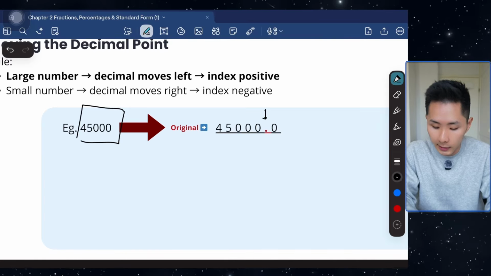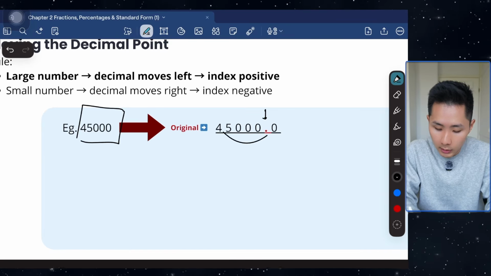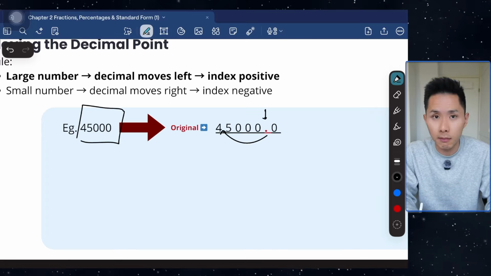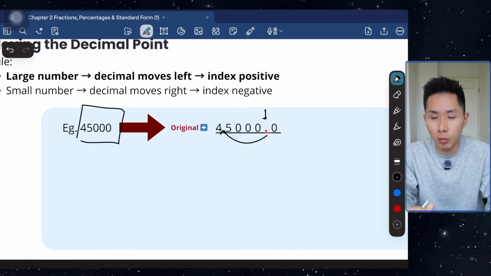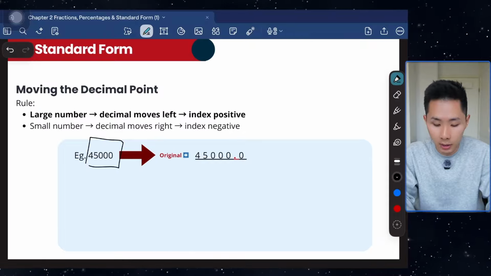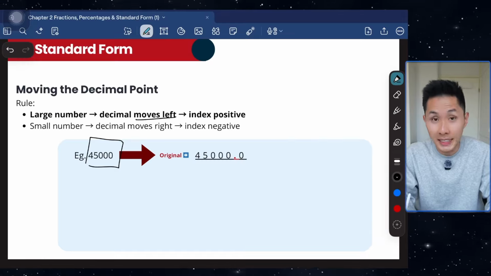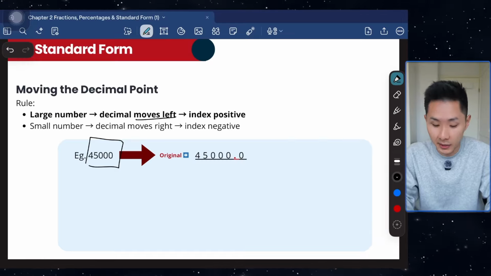So at least I can see the decimal point. Our goal is to move this decimal point into this part so that we can have 4.5, which is in between 1 to 10. Alright, so to do that, you have to understand the implication of moving your decimal point. If your decimal point moves to the left, the index of your standard form is positive. Okay, what do I mean by that?